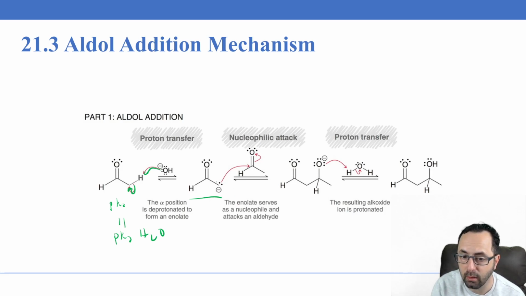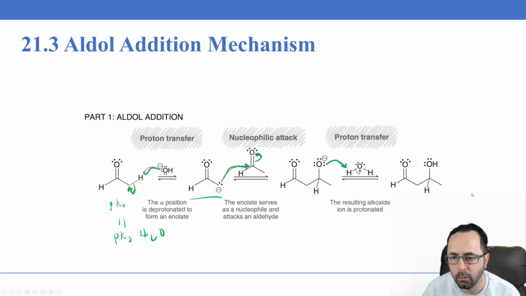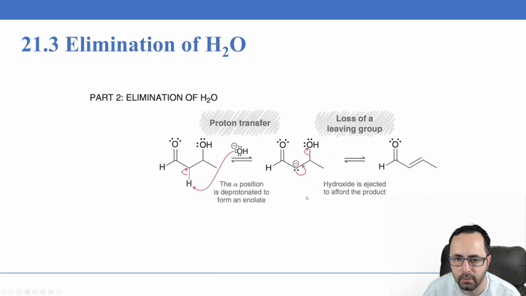And then again we have the enolate ion behaving as a nucleophile, undergoing a nucleophilic attack on the oxygen, and again same old mechanism here. And then we have the final protonation producing for us the beta hydroxy aldehyde. Finally, though, there's one more step, and that is the elimination of the water.